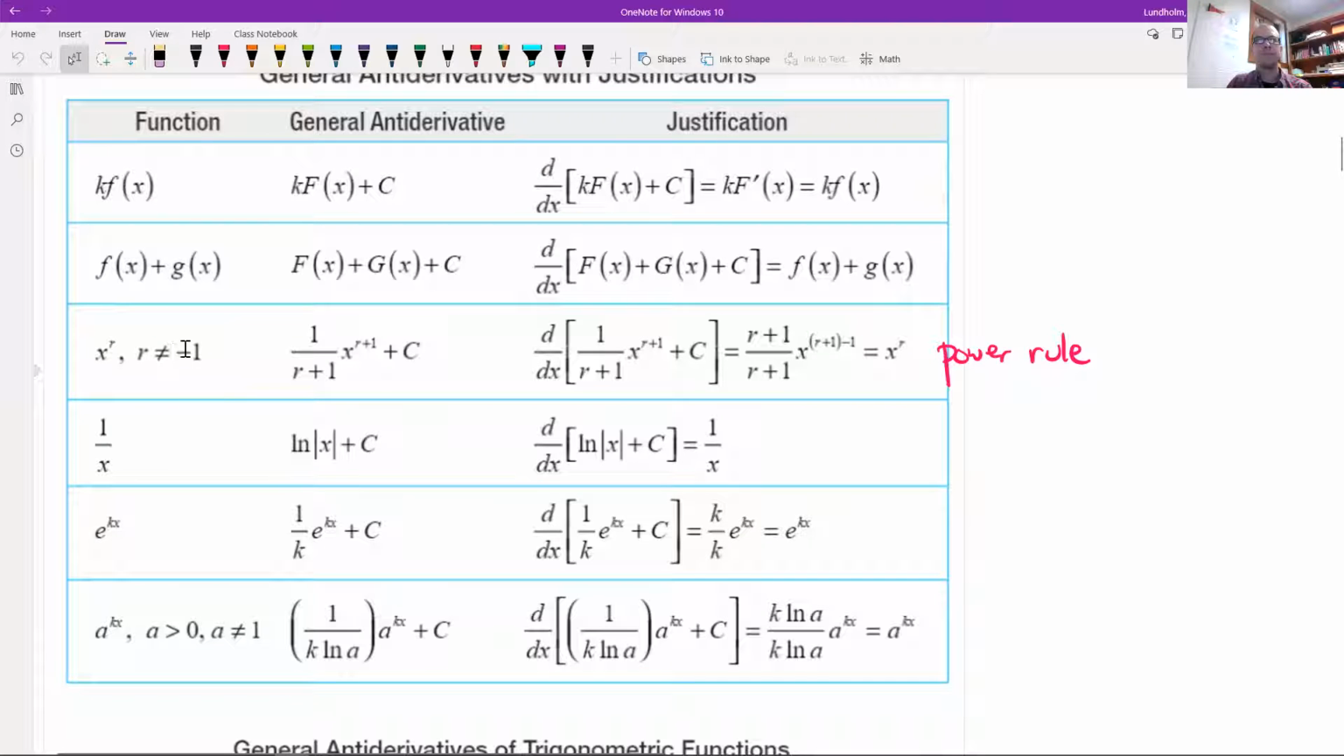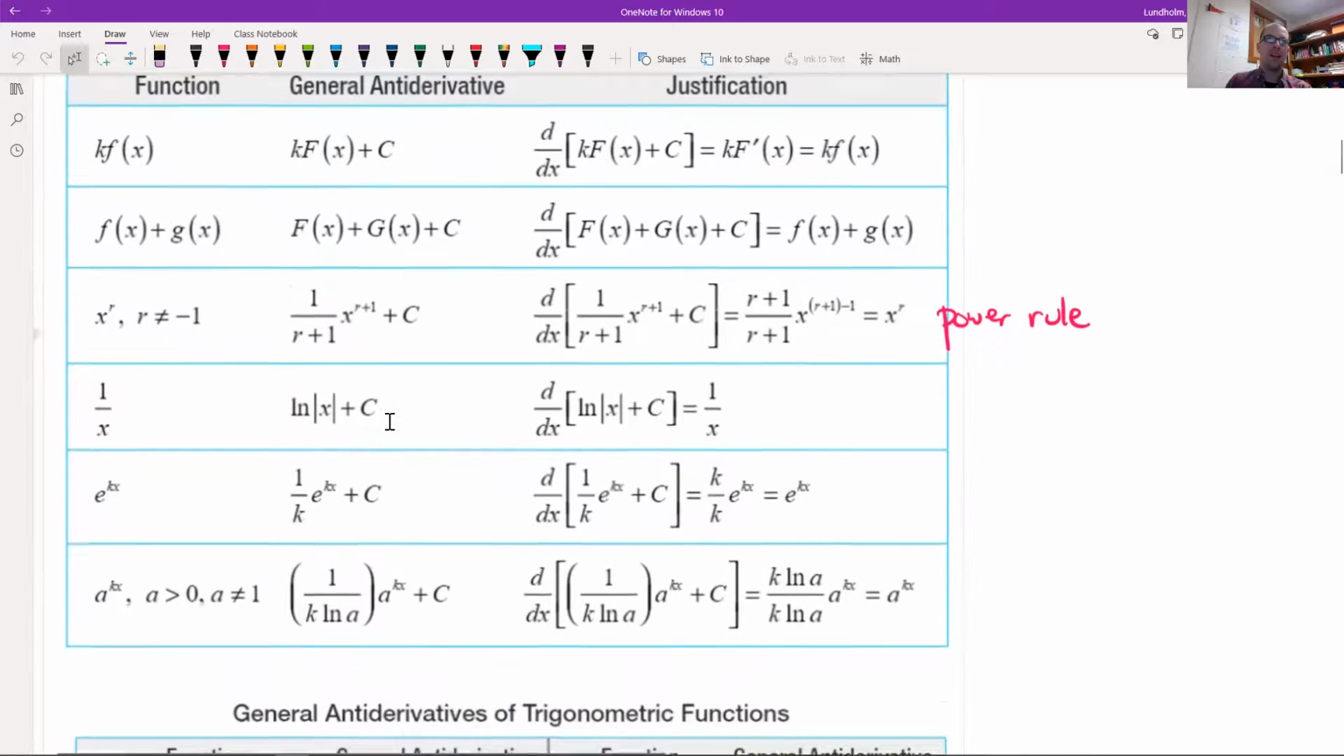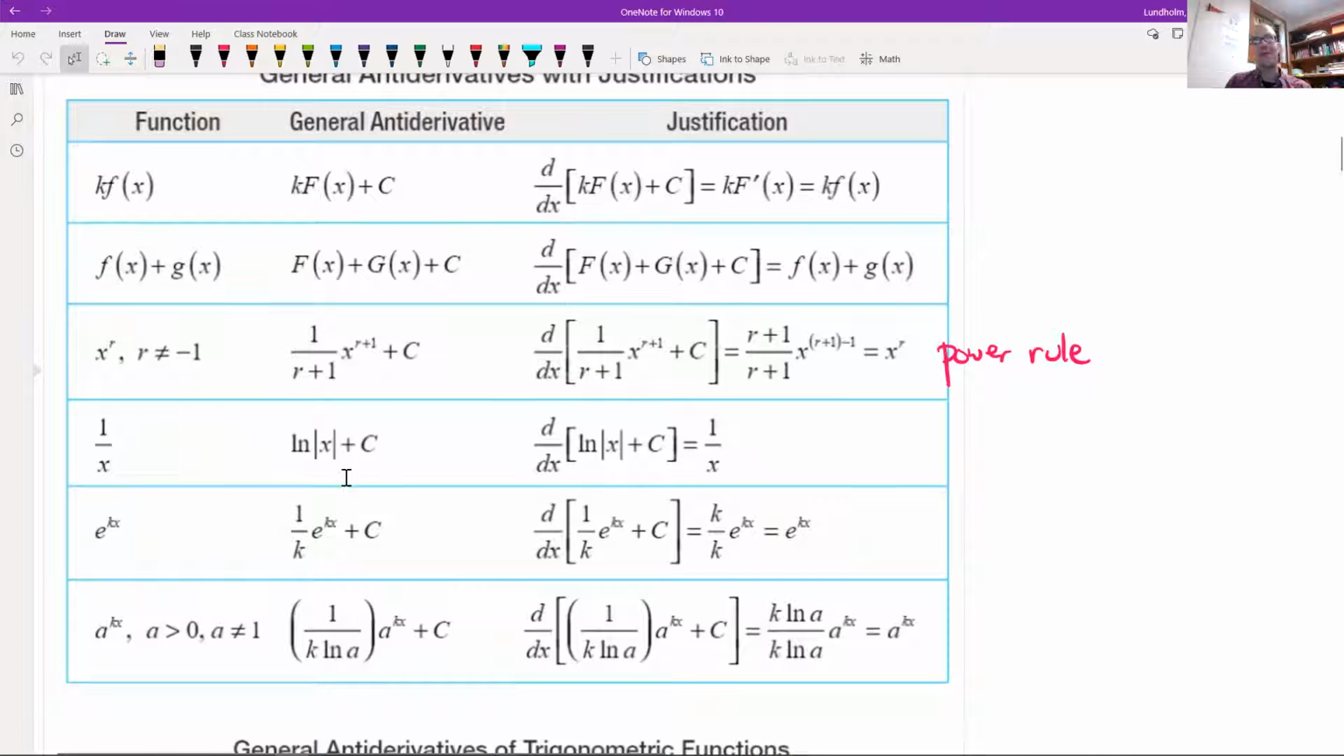Here we've got the inverse of the power rule. So instead of subtracting one from the exponent and multiplying by that exponent, you are adding one to the exponent and then dividing by that result. 1 over x becomes the natural log of the absolute value of x, because 1 over x has a larger domain than the natural log does. So putting those absolute value bars in is actually good.